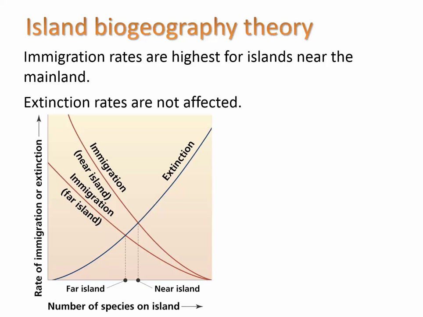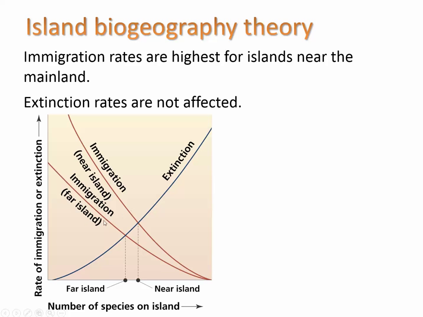So we can also say immigration rates are highest for islands near the mainland. So basically it's a shorter distance to go for a member of that species to make it into this new habitat. And like we saw today with the beans, the closer the targets are, the greater the chance they're going to get there and land on it. And extinction rates are not affected, so we only see one extinction rate coming through here.